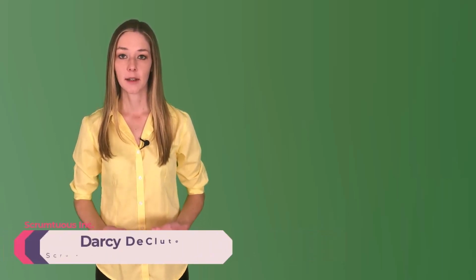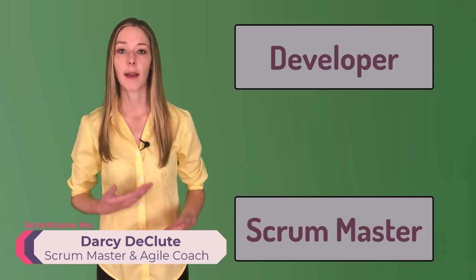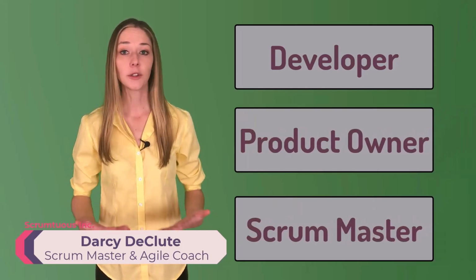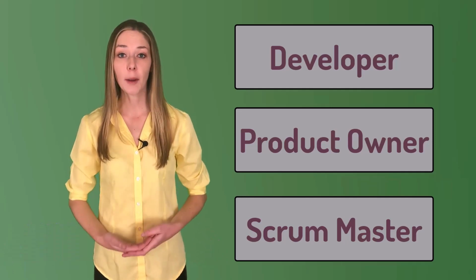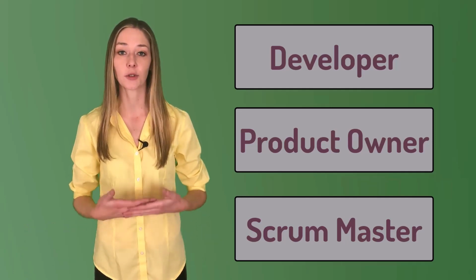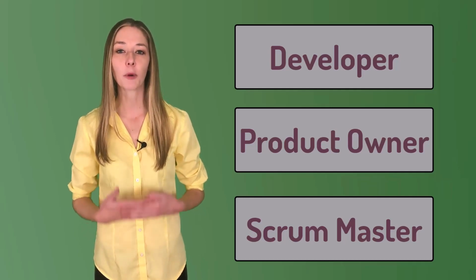The Scrum Guide describes 3 roles or accountabilities: the developer, the Scrum Master, and the Product Owner. We all know who the developers are. They're the workers who build the product. And we all know the Scrum Master is the person who coaches and guides the Scrum team. But what about the Product Owner?